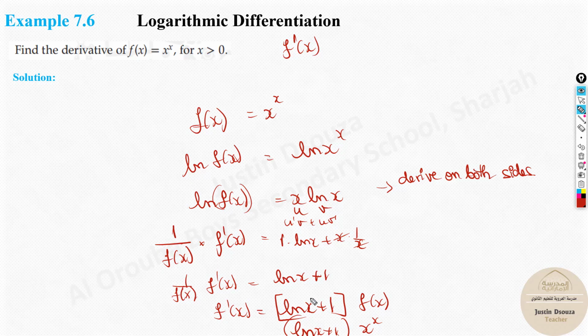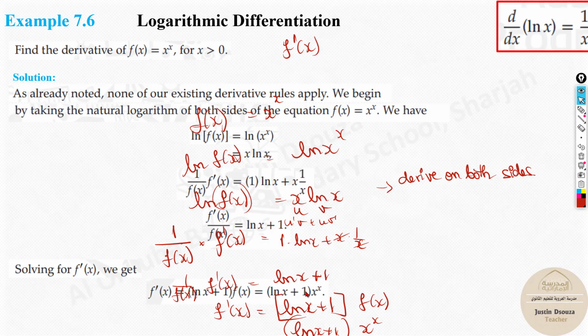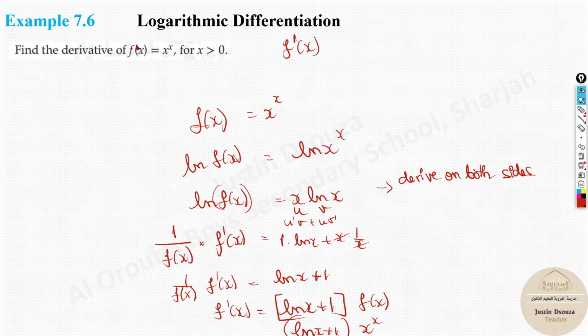Or you can write x power x first. So you can see this. This is the final answer. ln x plus 1 into x power x. This is very, very important. Look, you take this function that is equal to x power x. Okay. Take natural logarithm on both the sides.